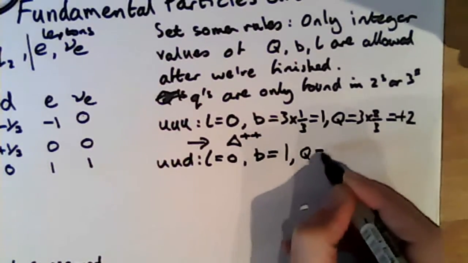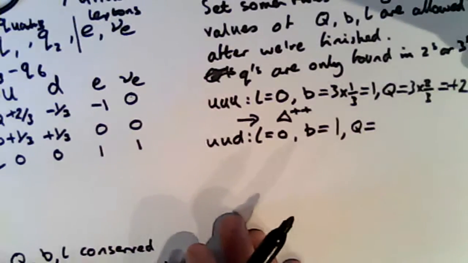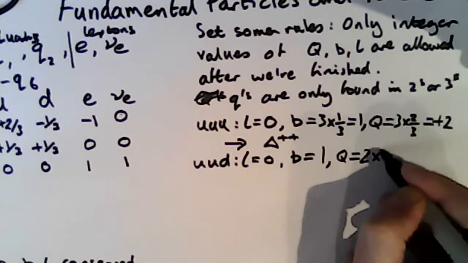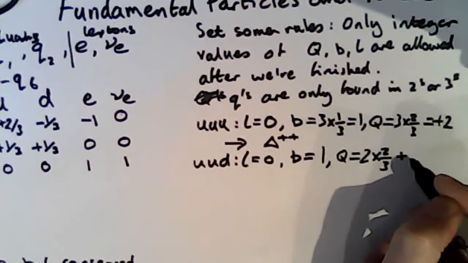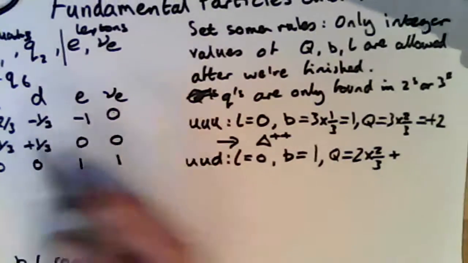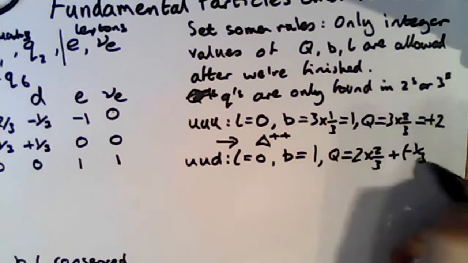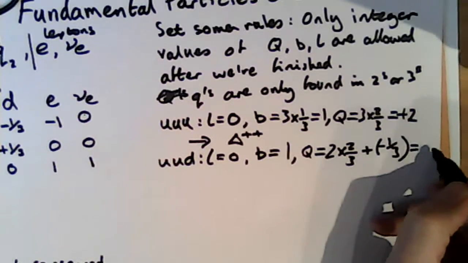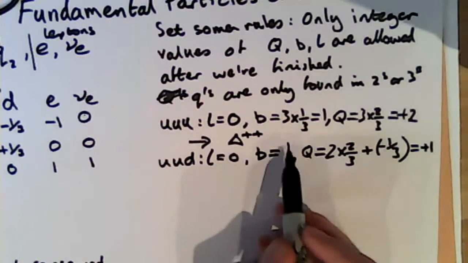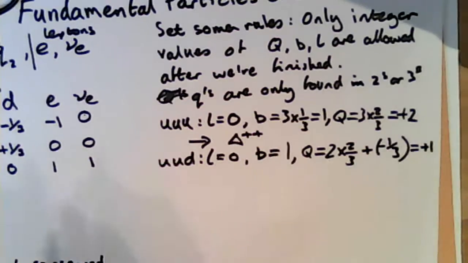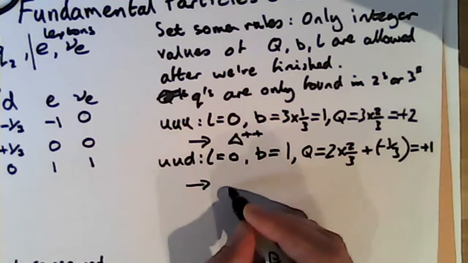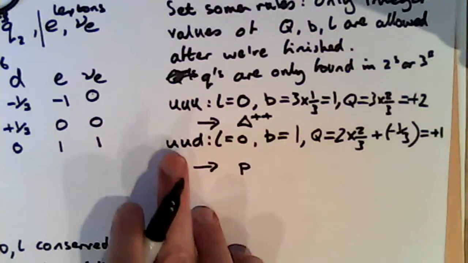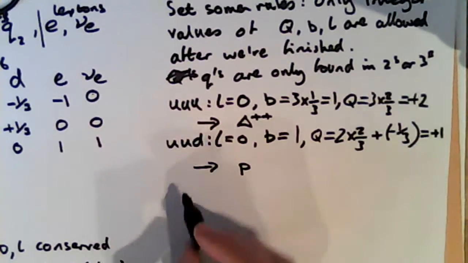But what about the charge? For the charge, I have 2 times 2/3 plus minus 1/3. And altogether, that will equal plus 1. So what might we guess has a baryon number of 1 and a charge of plus 1? It is a proton. So a proton is made up of 2 up quarks and 1 down quark.